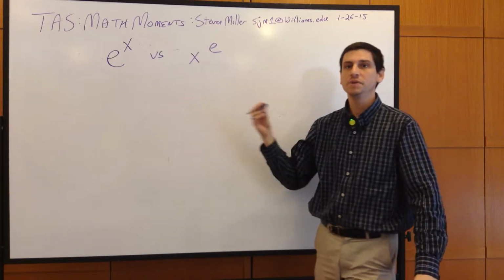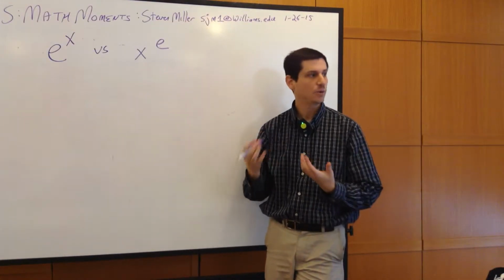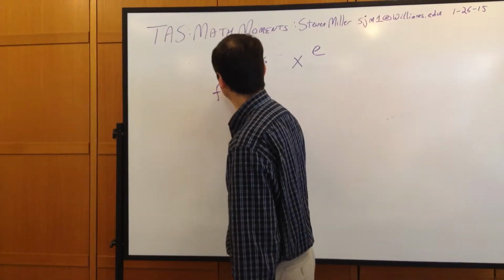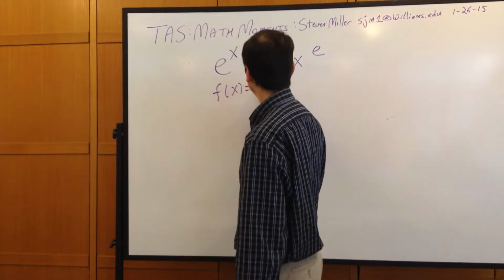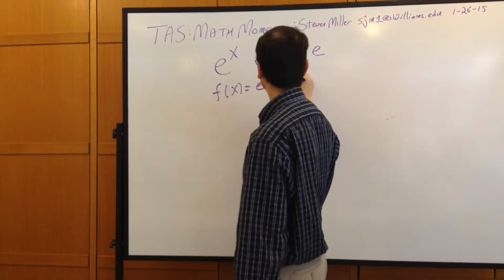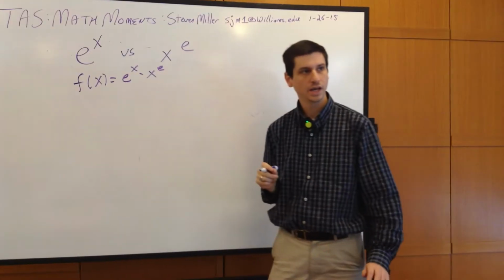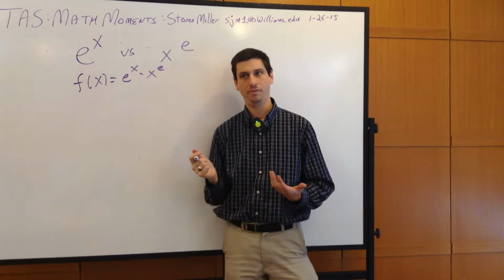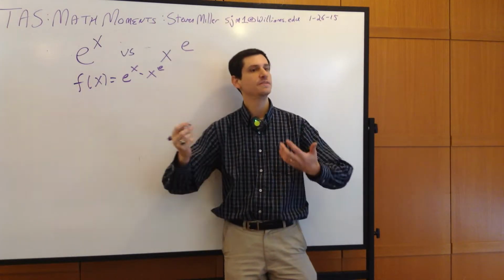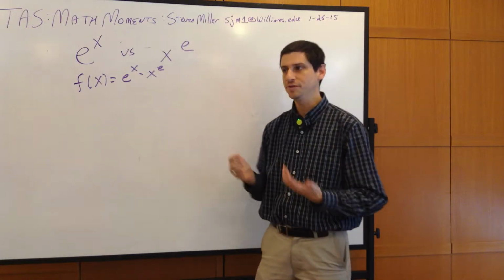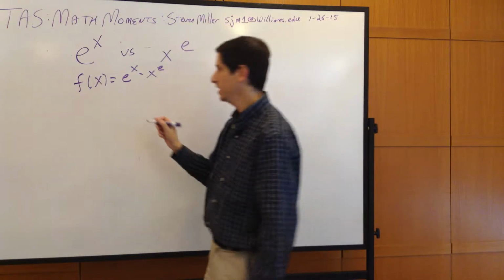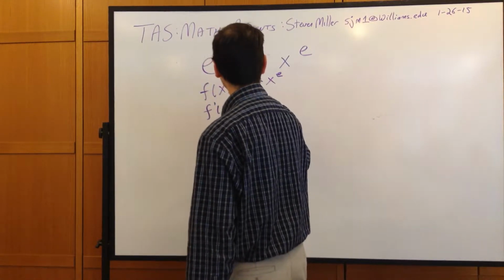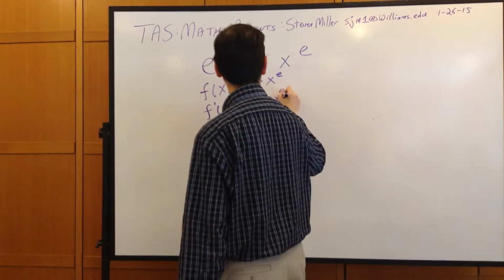Okay, so I want to compare these two functions, and I want to get a sense of how I would compare two functions and look at growth rates. Well, one thing I could do is look at f of x is e to the x minus x to the e. And if I want to see how a function changes, I look at its derivative. If the derivative is positive, the function is increasing. If the derivative is negative, the function is decreasing. And so if I look at f prime of x, I would get e to the x minus e x to the e minus 1.